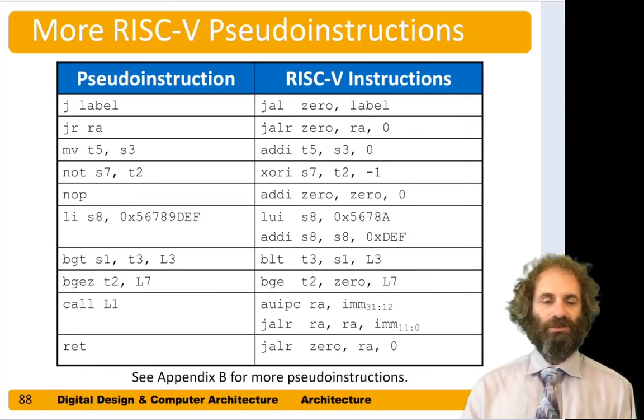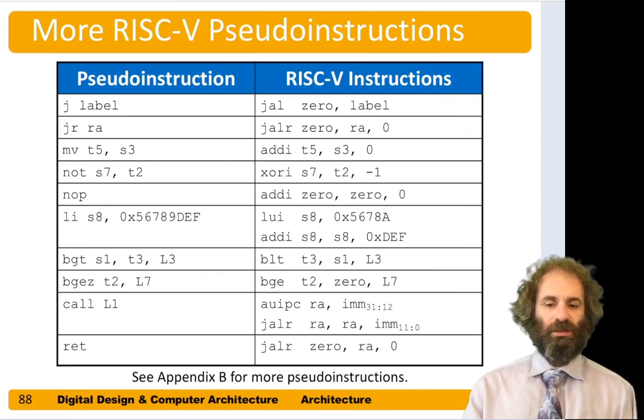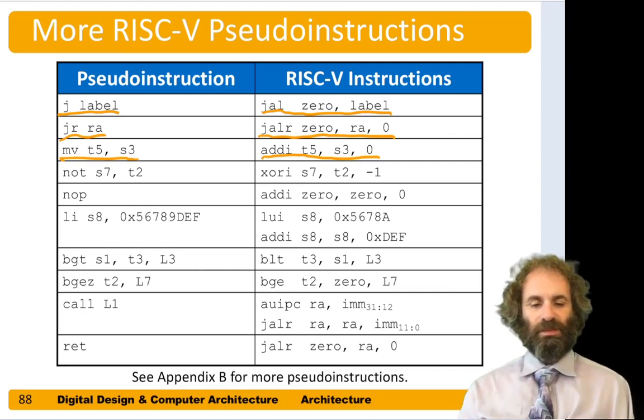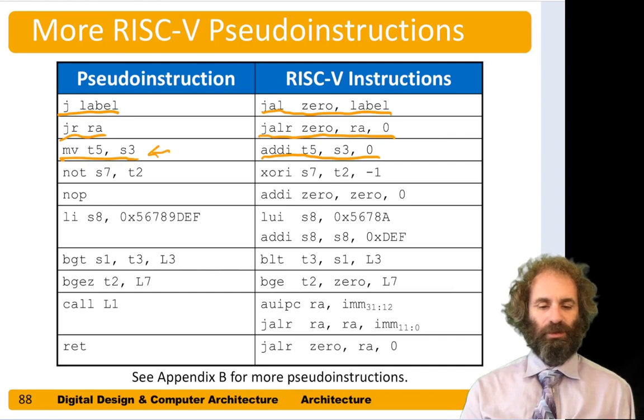So those were some examples of jump pseudo instructions. Jump to label is equivalent to jump and link 0, label. Throw away the return address. We saw jump register to RA was like a jump and link register 0, RA, 0. Another handy instruction is move. So if we wanted to move S3 to T0, we could do that with the true instruction of addi T0 gets S3 plus 0. But move is a little bit clearer of what we're doing.